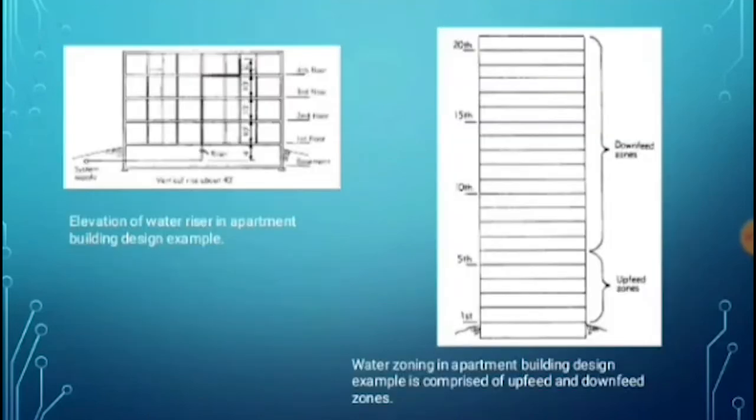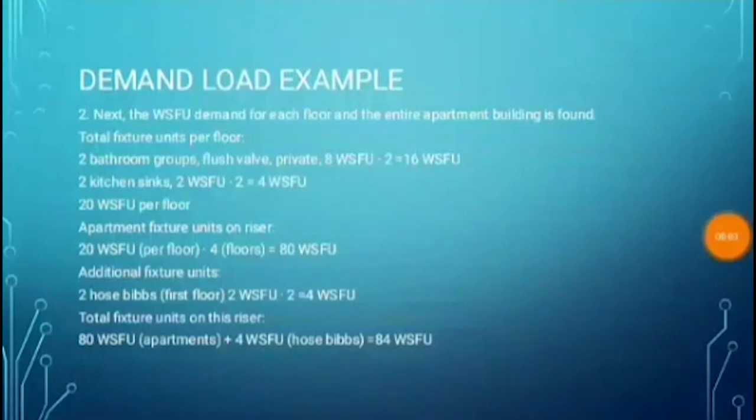The elevation of the water riser in the apartment building zone is shown in the picture on the left side. On the right side is the water zoning, consisting of upfeed and downfeed. The next step in the demand load is to find the WSFU demand for each floor and for the entire apartment building.